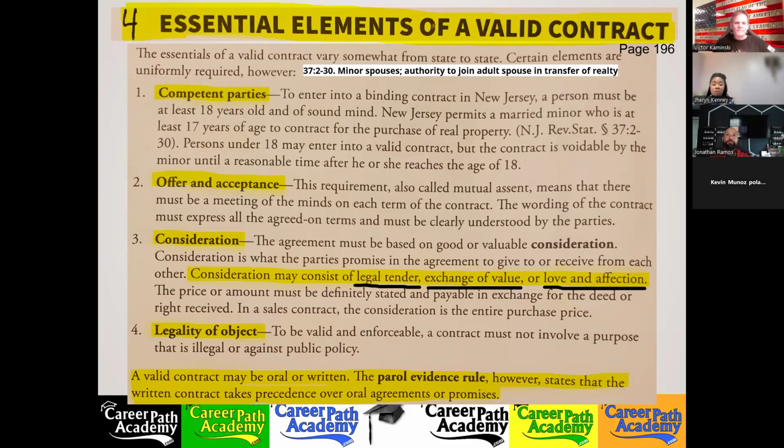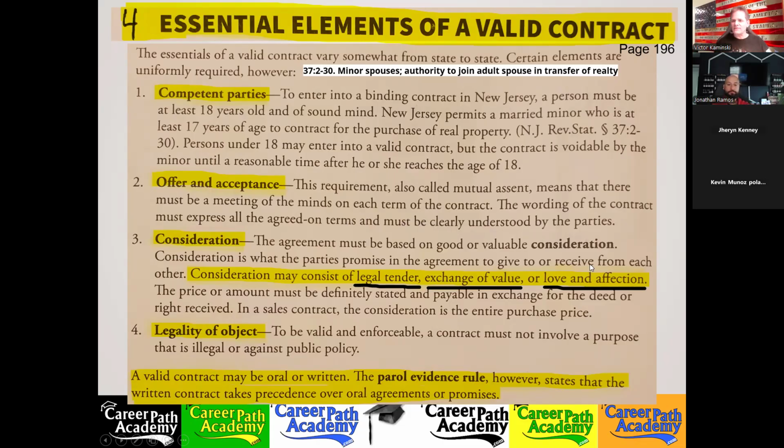I redid this. Offer and acceptance. For any contract, somebody has to make you an offer and somebody needs to accept it. It's also sometimes referred to as mutual assent, where the parties come to a meeting of the minds on all the terms. So the wording of the contract must express all the agreed upon terms, and they must be clearly understood by the parties involved.